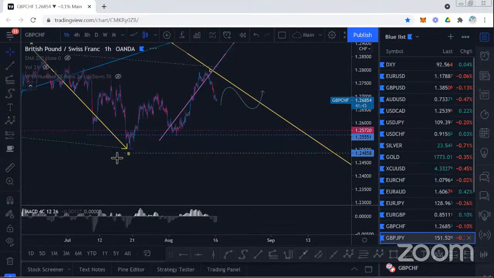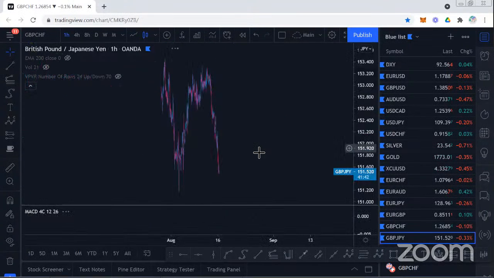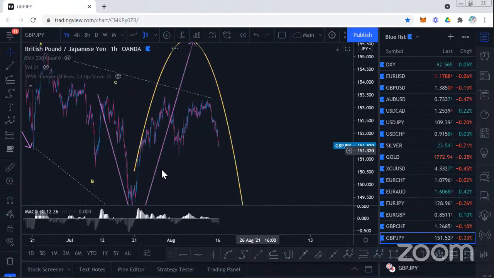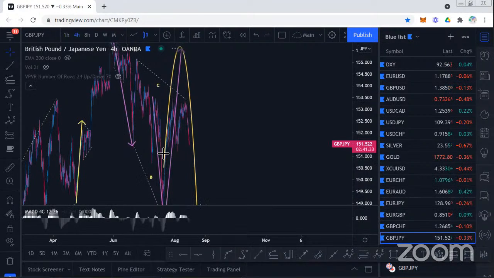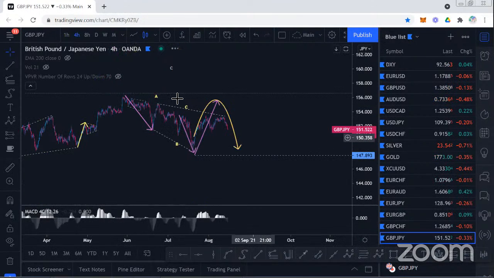And it's the same thing with the pound yen. When we see the structure zoomed out, it's a little bit of a mess. I think it's an expanding triangle, something along those lines. As you can see, A, B, C, D, E. This was your E wave. Now we're turning to the downside. But as you can see, there's also this impulse and then potential ABC structure there. So I'm concerned about looking for a short trade here.